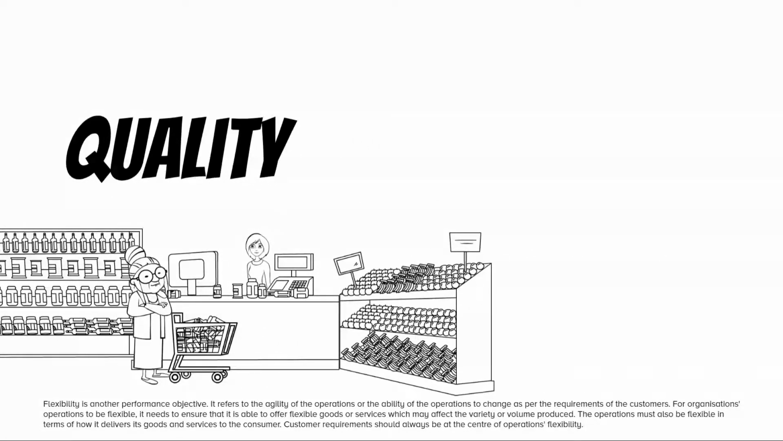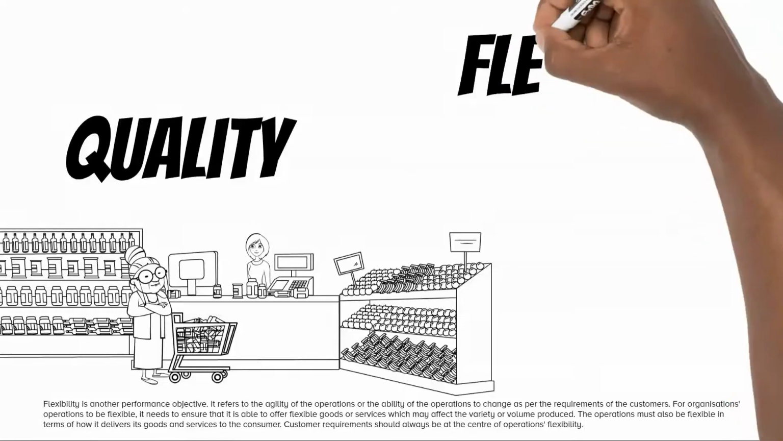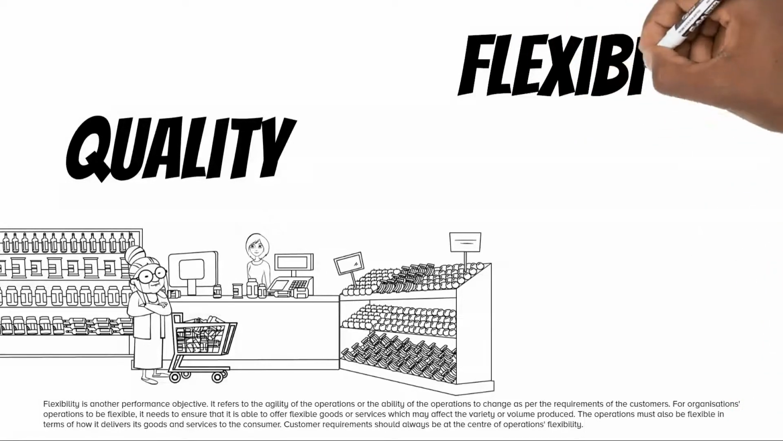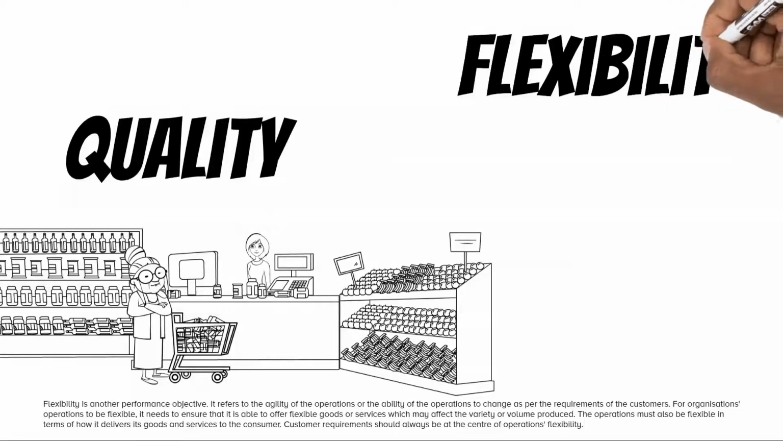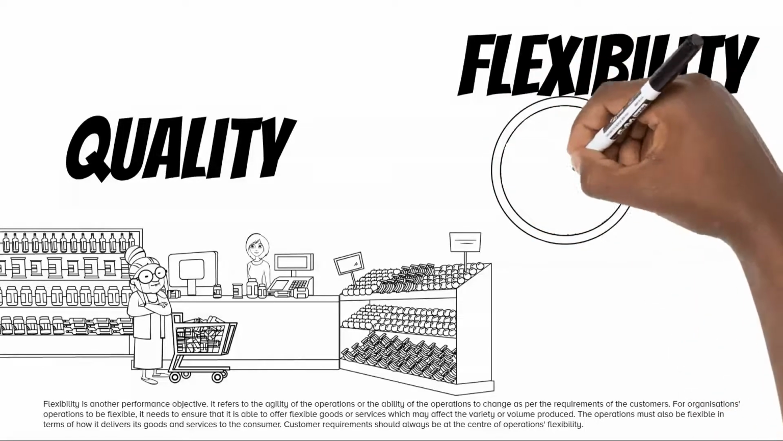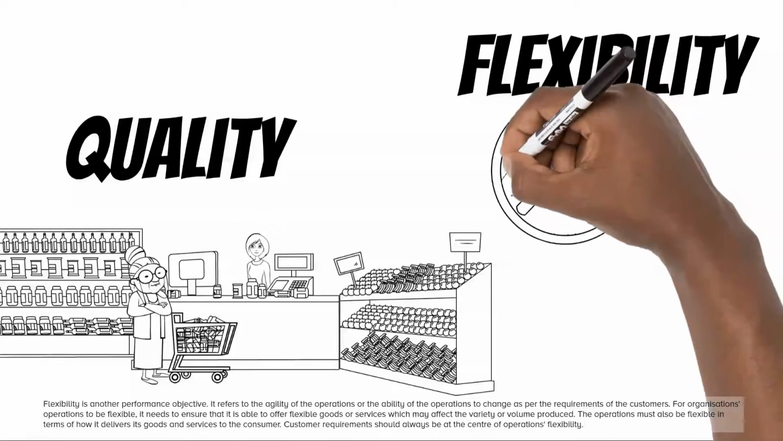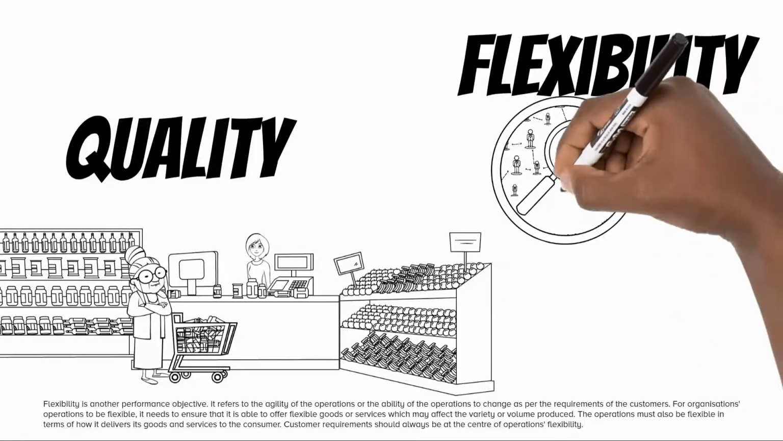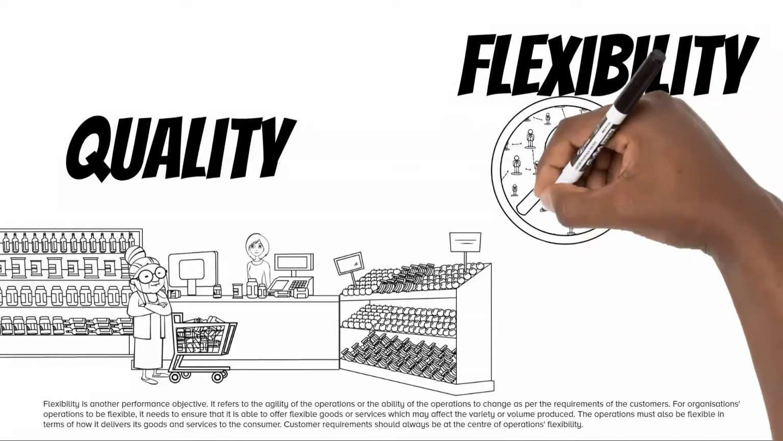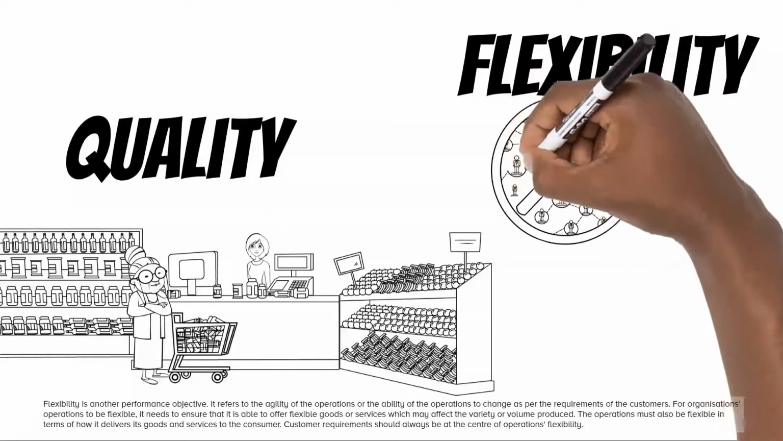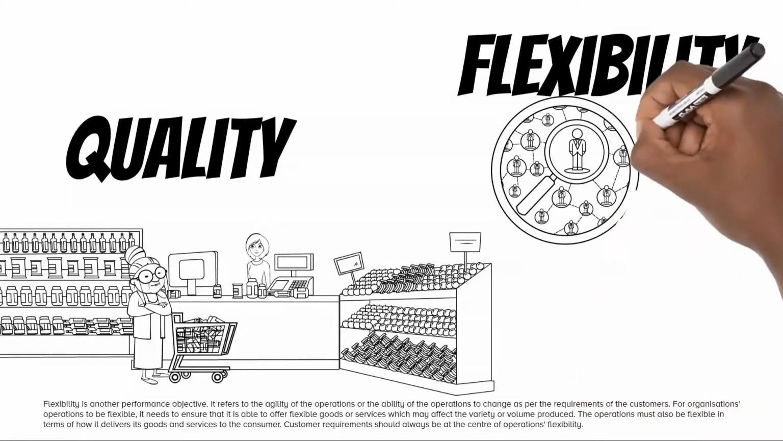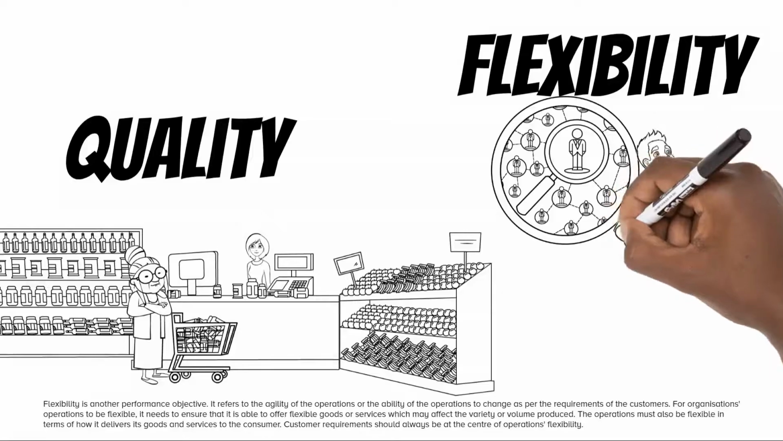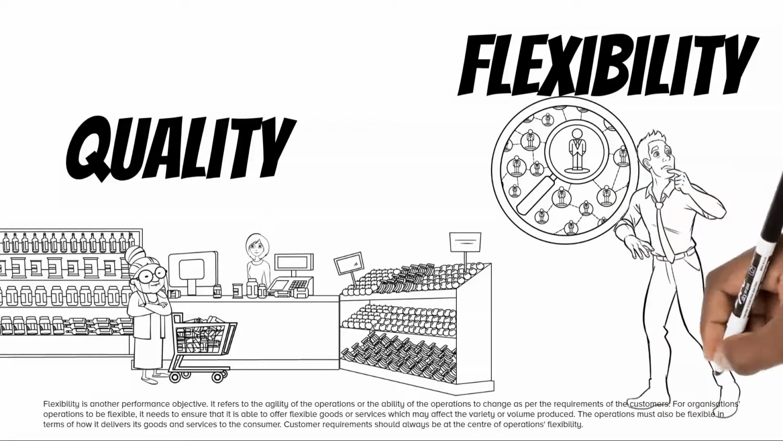Flexibility is another performance objective. It refers to the agility of the operations, or the ability of the operations to change as per the requirements of the customers. For an organization's operations to be flexible, it needs to ensure that it is able to offer flexible goods or services, which may affect the variety or volume produced. The operations must also be flexible in terms of how it delivers its goods and services to the consumer. Customer requirements should always be at the center of operations flexibility.